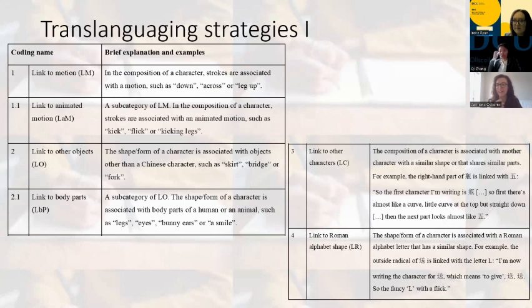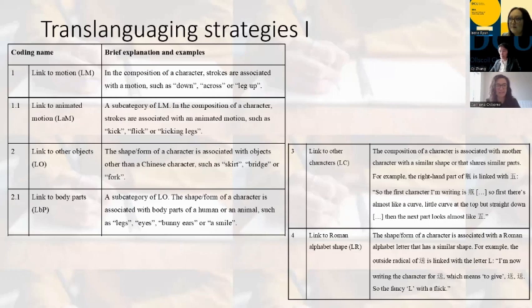So they were to write out the character 10 times and talk about what they were doing as they were writing out the characters. So we can see in this link to motion, they're really following the line of where their hand is moving or the pen is moving on the paper. Remember, this is handwriting. The next one is the link to animated motion, and it's a subcategory of the link to motion. So this animated motion, let's have a look. In the composition of a character, strokes are associated with an animated motion, such as a kick, a flick, or kicking legs. So we imagine something in motion, something animated. It's flicking, it's kicking, for example.